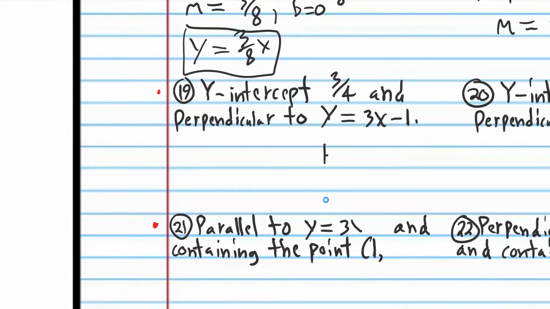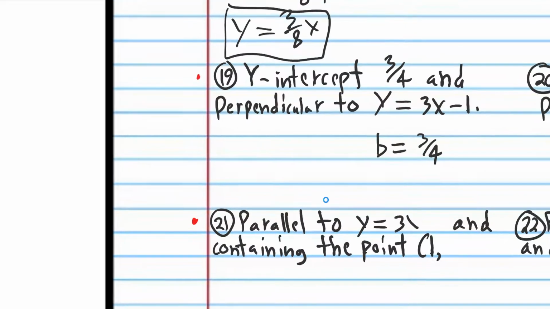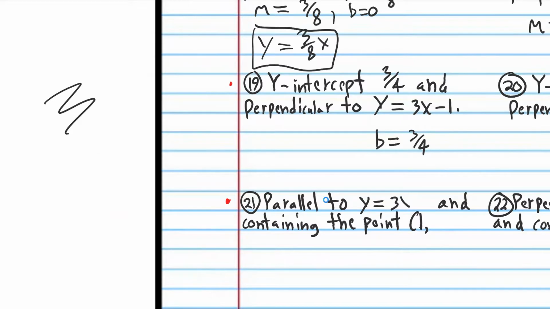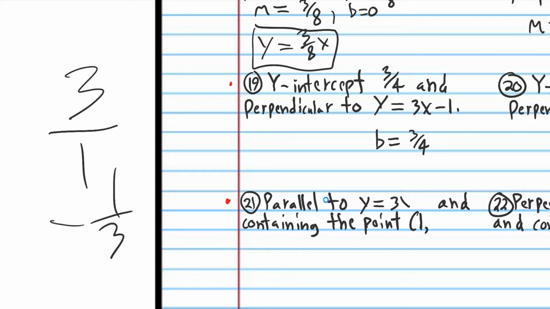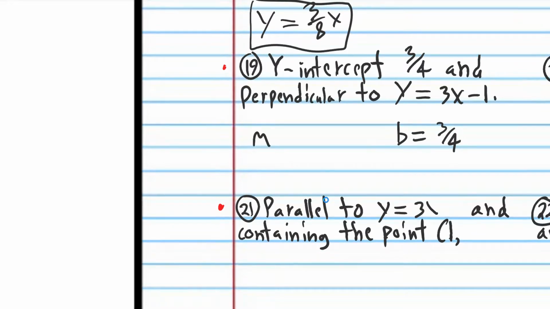The y-intercept is 3/4, and our slope is going to be the negative reciprocal. But the problem is we don't have a fraction, so what do? Well, we just write this 3 as over 1. And then we can flip it at that point and change the sign, so it becomes negative 1/3. So no big deal. So if you get a whole number, that's how you deal with it. So our slope is negative 1/3.